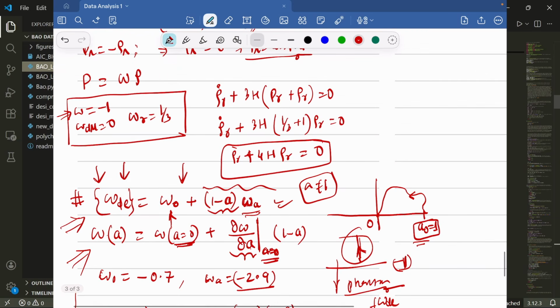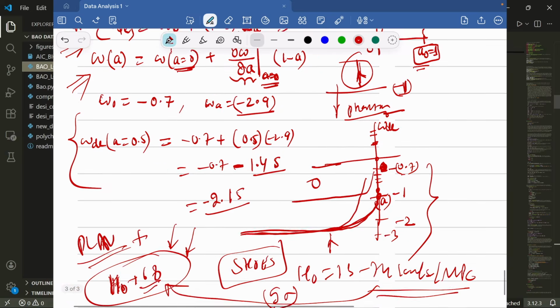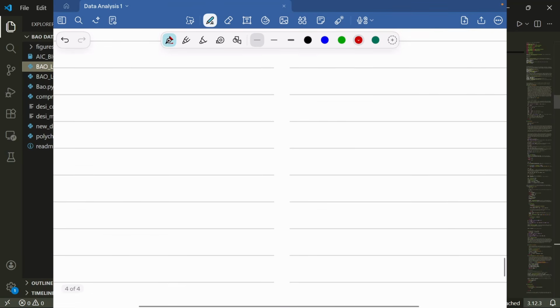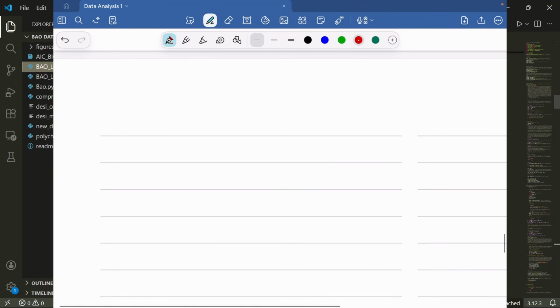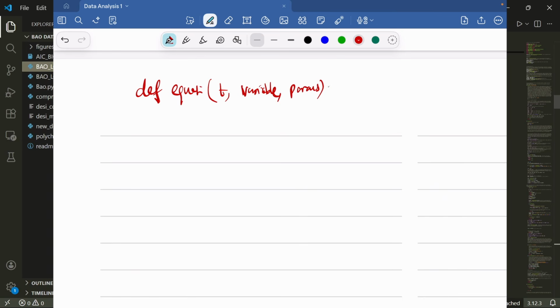So now, how I have written the equation, that is the most important part. Inside the definition, you have to structure it. Inside the definition, I have written the equation. There is a time variable t, there are variables, in this model how many variables there are, and there are parameters. All right. So how have I organized everything?